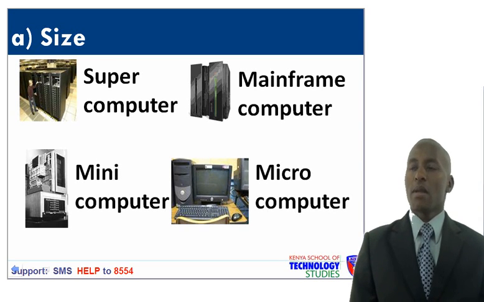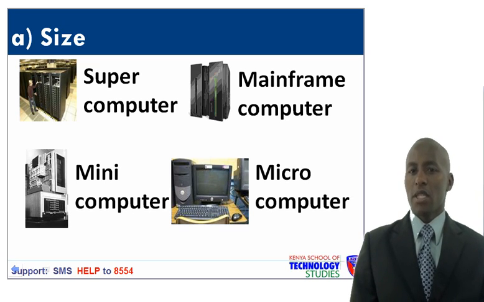Supercomputer. The supercomputer was the largest and again the fastest type of computer. It was designed to be used by more than 100 people at the same time, and its operation was very fast compared to all the other types of computer.